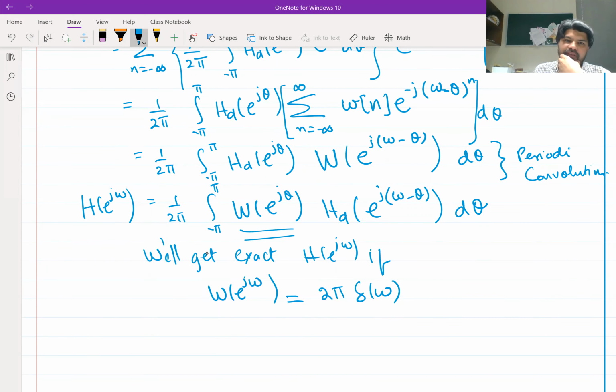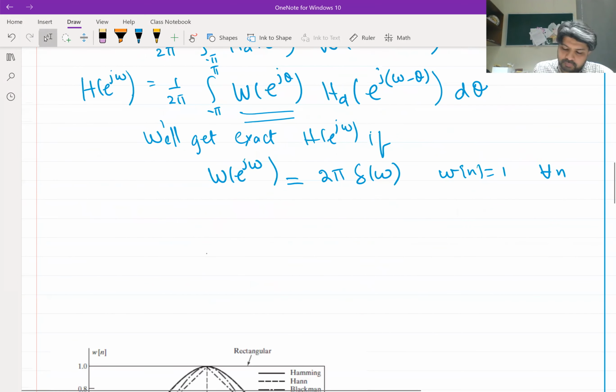So if we have this impulse function, however, this would mean that your w of n equals 1 for all n. So this, in a way, is the trivial solution. But nevertheless, it tells us that what we want in the frequency domain is that our window must have a frequency response that should approximate a delta function. And in a way, it is giving you a 1 for all n. It's not FIR, it is an IIR. But nevertheless, we would try whatever our FIR filter is. We should try to approximate it. It should be something similar to a delta function.